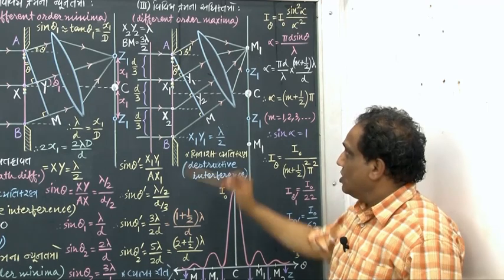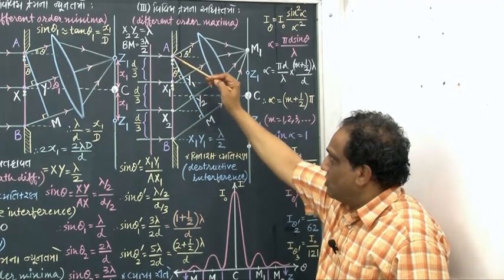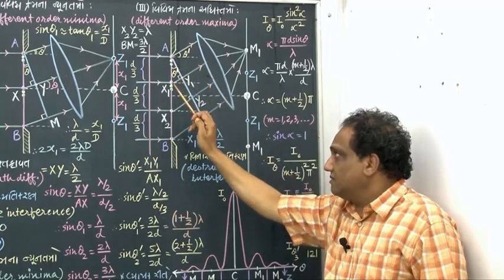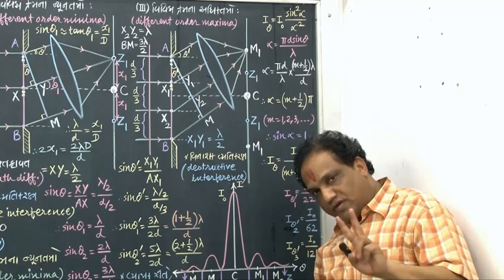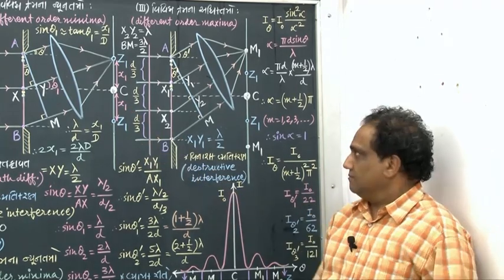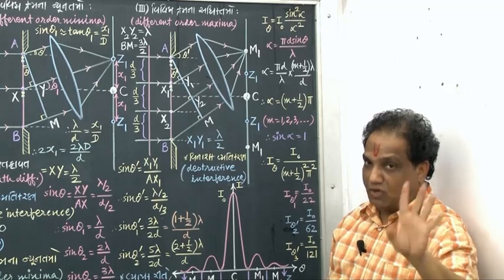But wait, you have considered only 2 point sources. Tell me, on this entire wavefront, are there only 2 points? No, there are innumerable points. So now, just give them symbols this way.